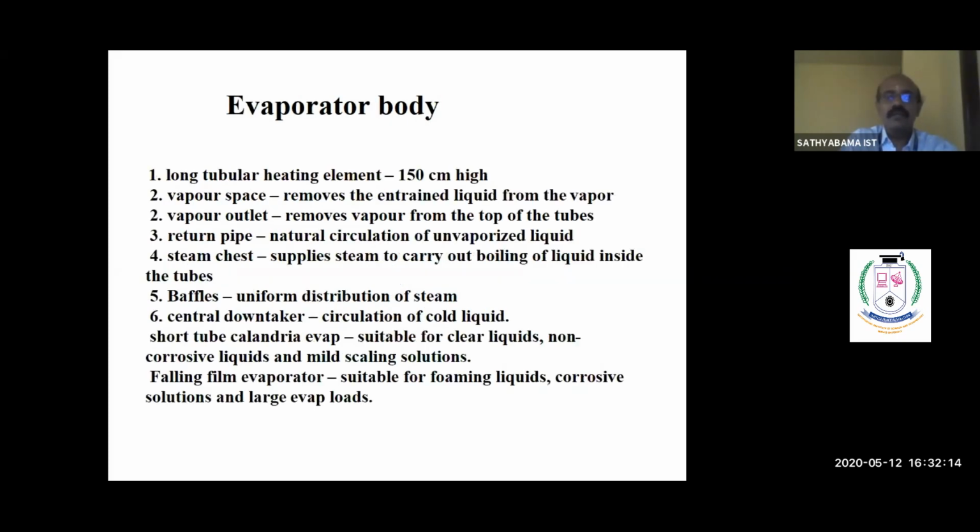So coming to the general description of the evaporators, it consists of a long tubular heating element, which consists of a bundle of tubes. The tube bundle can be about 150 centimeters high and the tubes are 50 to 100 mm in diameter. Then the vapor space removes the entrained liquid from the vapor. The vapor outlet removes the vapor from the top of the tubes. There will be a return pipe which is used to provide the natural circulation of the unvaporized liquid.